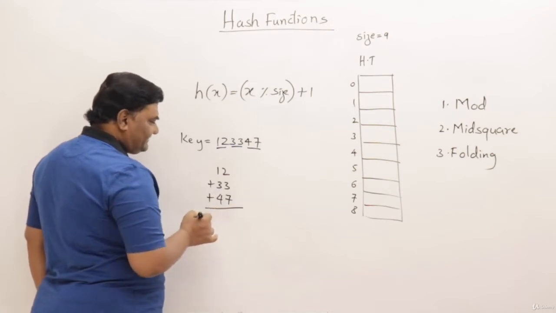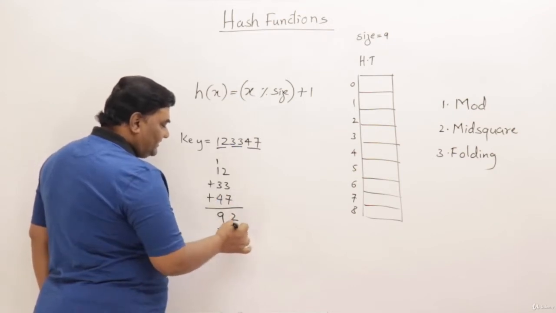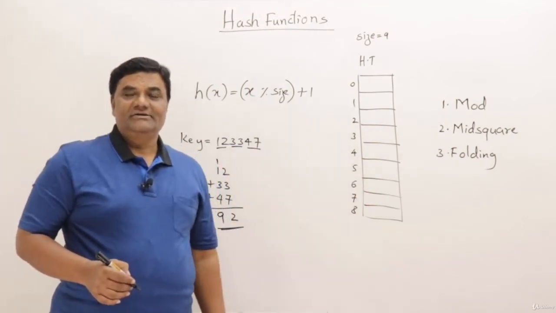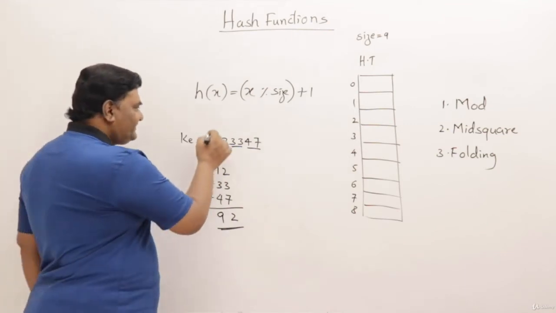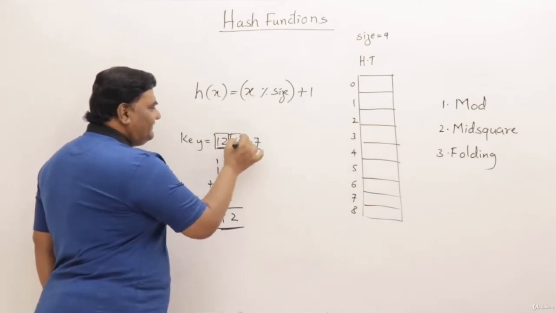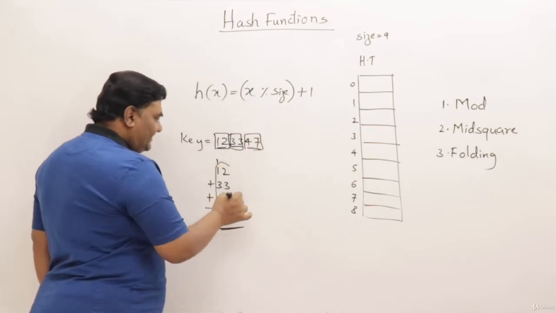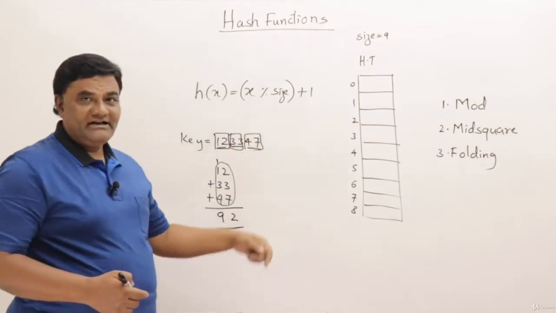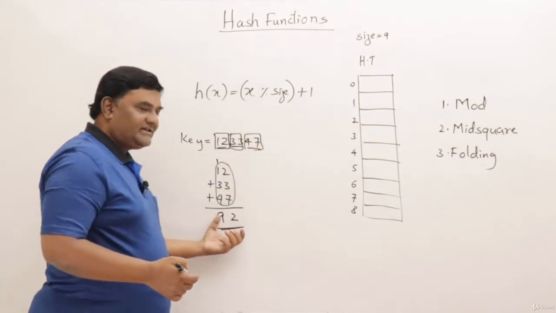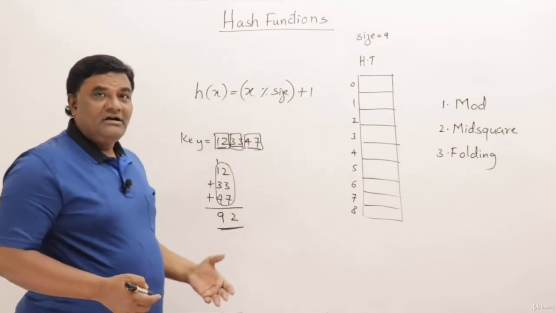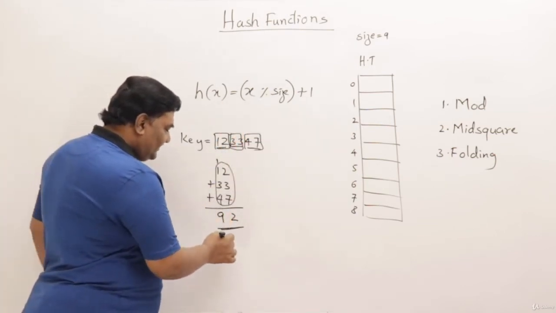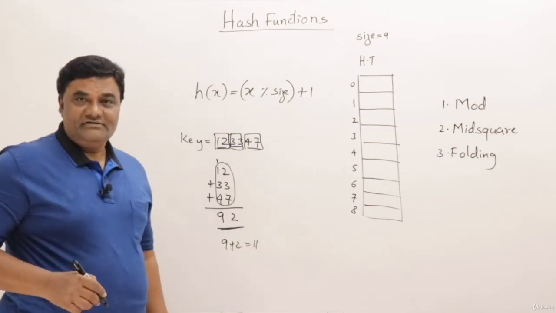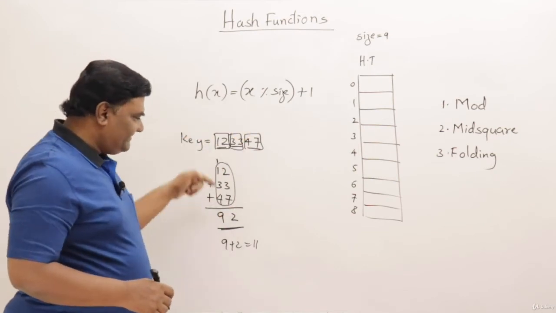Then add these numbers: 12, 33, 47. So we got the number 92. This 92 should be an index in the hash table. So folding is, we are taking digits and it is just like we are folding these digits and making them a single number. Then this number can be used as an index for the hash table, and again if you think that this number is larger, then you can perform mod, or else you can add these two digits also, like 9 plus 2 is 11. You can still add those two digits also, but while searching also you should perform the same procedure.